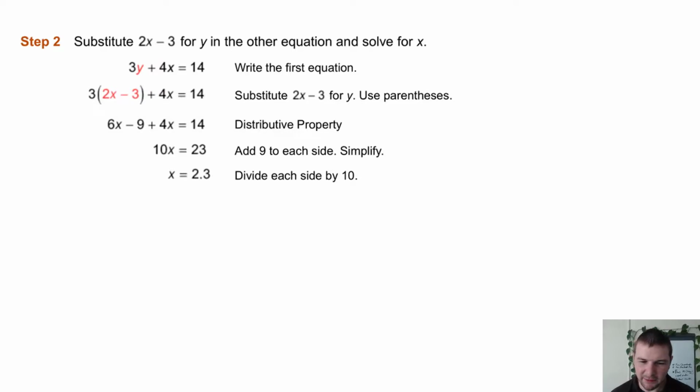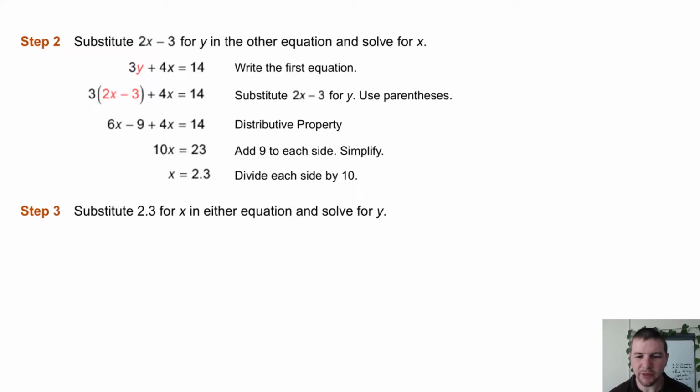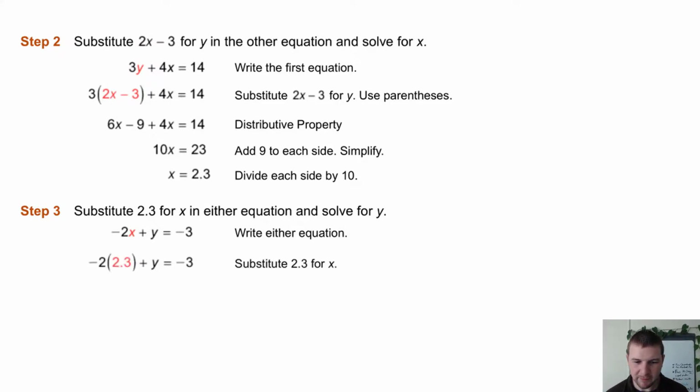Now we have the x value of our solution. We still need to identify the y value, so we'll substitute 2.3 for x in either equation and solve for y. In this case, it looks as though we'll be working with the bottom equation again. Negative 2x plus y equals negative 3.